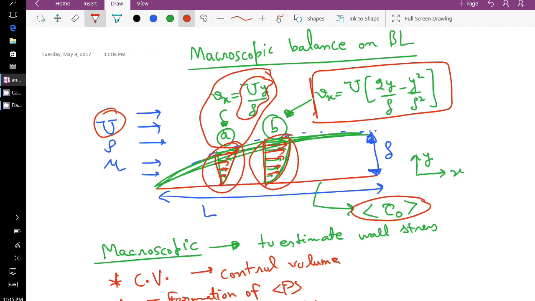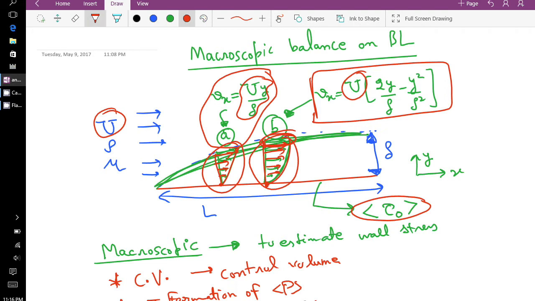In the case of the parabolic velocity profile, if you put y equal to 0, again you get u equal to 0. So at the edge here, velocity is 0. But if you put y equal to delta, you get 2 minus 1, which means the velocity is again U, the free stream velocity.